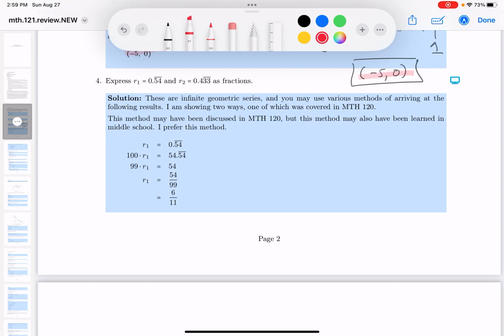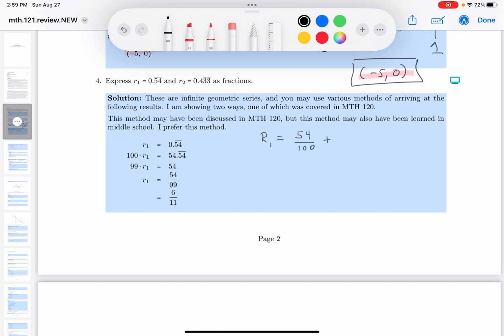Okay, number 4 is a question from Math 120, and it's when you did infinite series, geometric series. These are actually infinite geometric series. Now, granted, you can do it a variety of ways, and I'll write down what I mean by that. R1, I'm going to write down as a rational number, 54 over 100. They are rational, by the way.